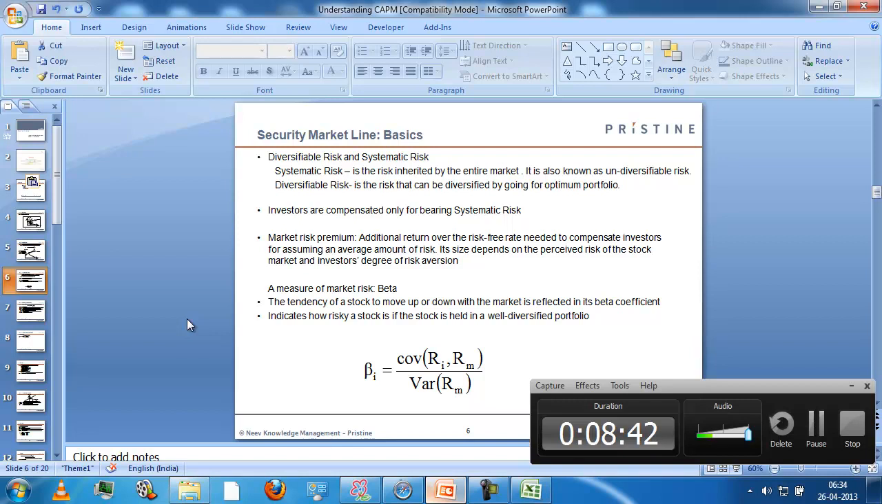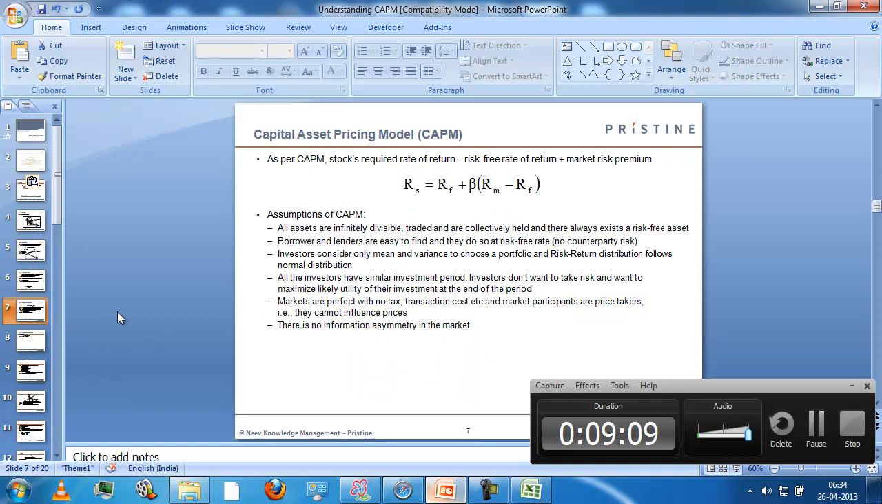To measure the risk of a stock, we have a term called beta, and beta is a measure of the risk, and it is given by the following formula. It is the covariance between the stock return and the market return divided by the variance of the market return. We'll explore this term beta more, and this beta term is very critical when it comes to finding the return of the stock. So the capital asset pricing model gives us the return of the stock based on the risk-free rate and beta of the stock and the market risk premium demanded by the investors.